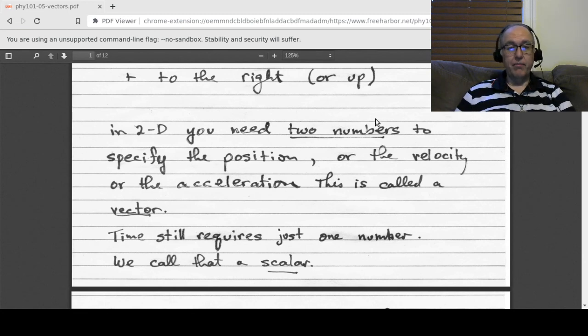As I said, if you've got position, velocity, or acceleration, you have to have these 2 numbers, and these 2 numbers paired together are called a vector. So that's what a vector is. It's a pair of numbers which specifies a position in 2D. All right. There's still time. If you remember the equations that I gave you for 1D kinematics, there was time in there. Time is still just 1 number. Okay. And so whenever you just need 1 number to specify some physical quantity, we call that a scalar. When you need 2 numbers to specify a physical quantity in 2-dimensional space, we call that a vector.